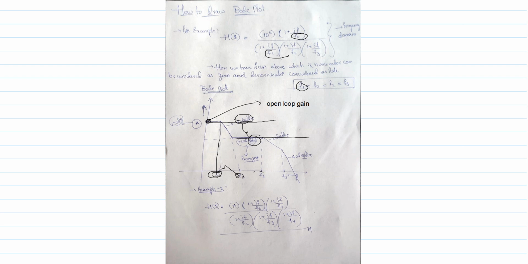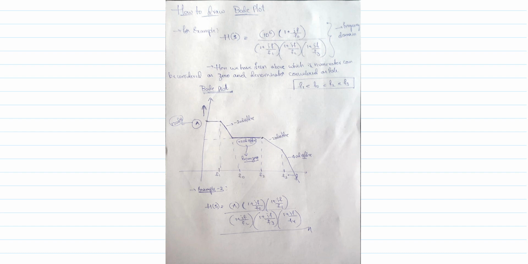f2 is in the denominator, so it is a pole, and for one pole the slope is minus 20 dB per decade. So the slope is minus 20 dB per decade from f2 to f3. After f3, f3 is also a pole, so for two poles it is minus 40 dB per decade: minus 20 plus minus 20. So totally minus 40 dB per decade is the decay after f3. So I will erase it.